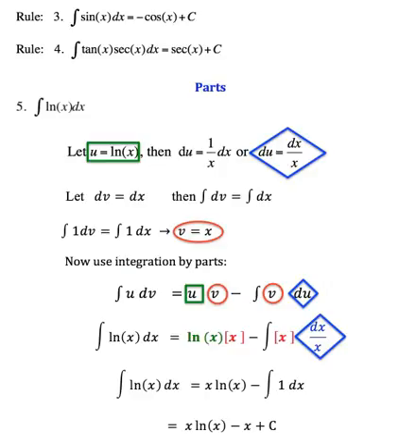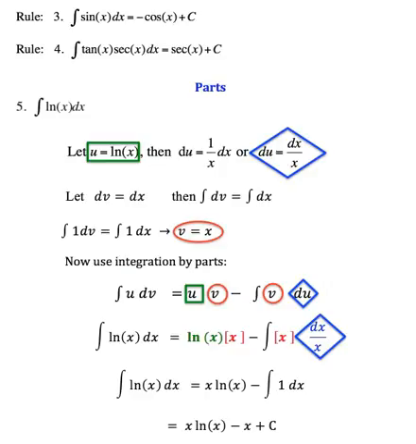Now we pull out the rule for integration by parts. The integral of u dv is equal to uv minus another integral of v du. Returning back to the integral of natural log of x dx, we get that equaling natural log of x, because that's what u is, times x, because that's what v is, minus a new integral of x, again that's what v is, times dx over x, because that's what du is.